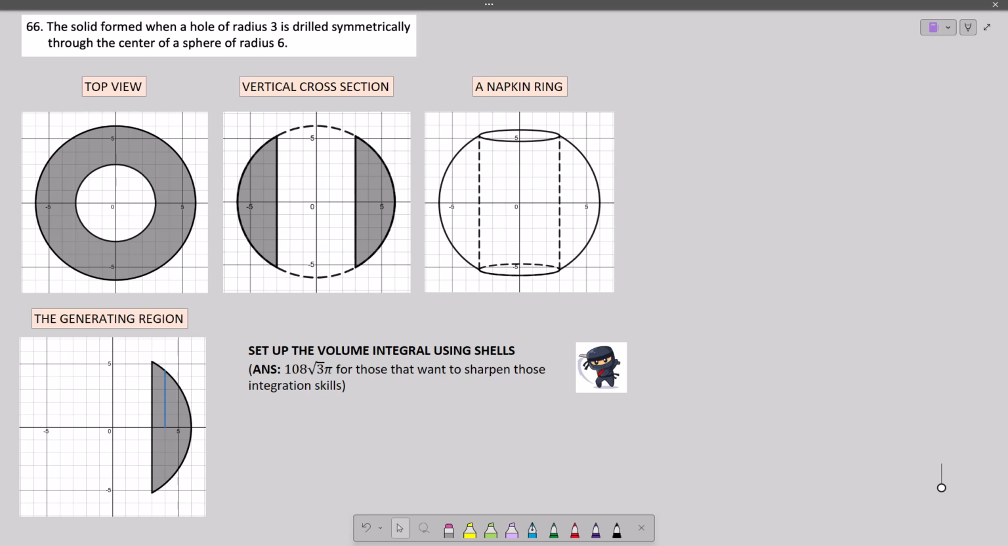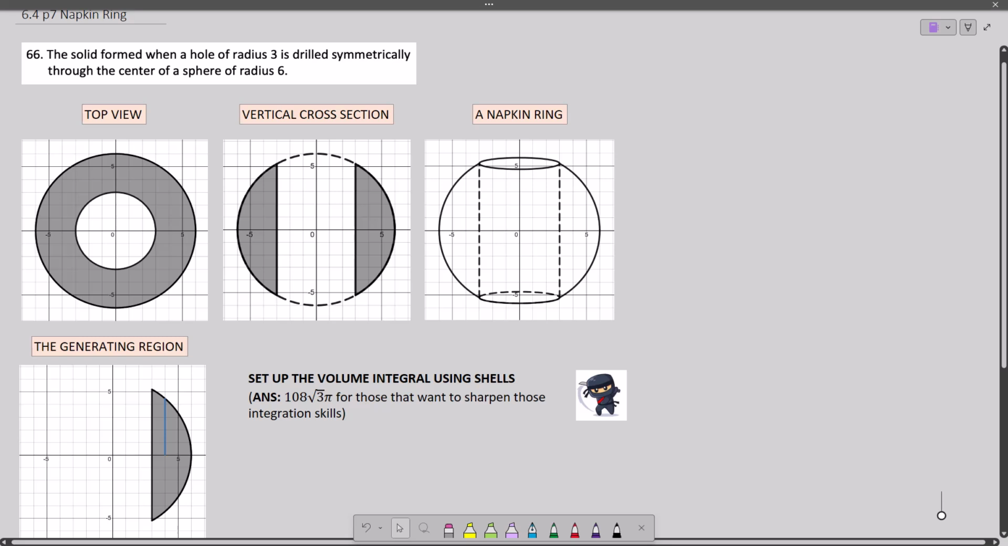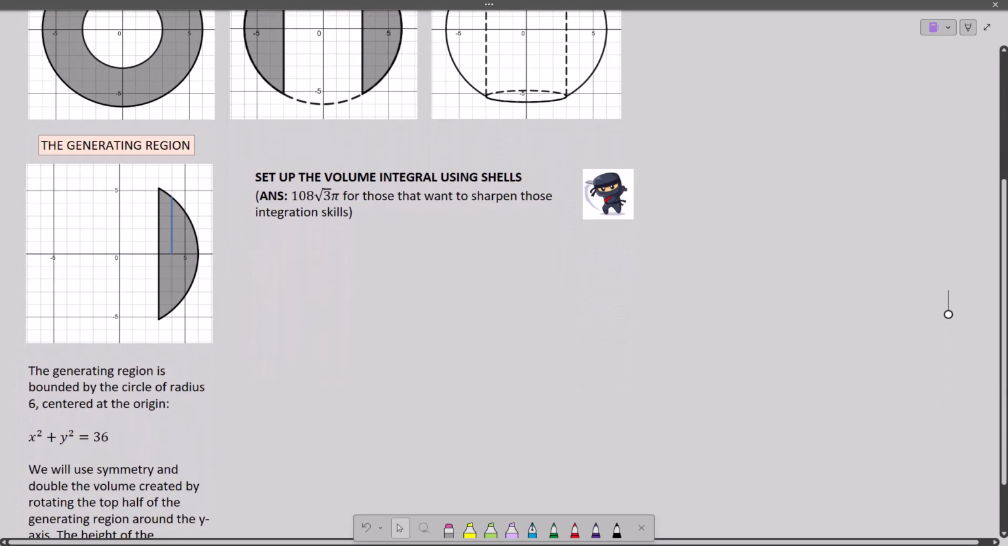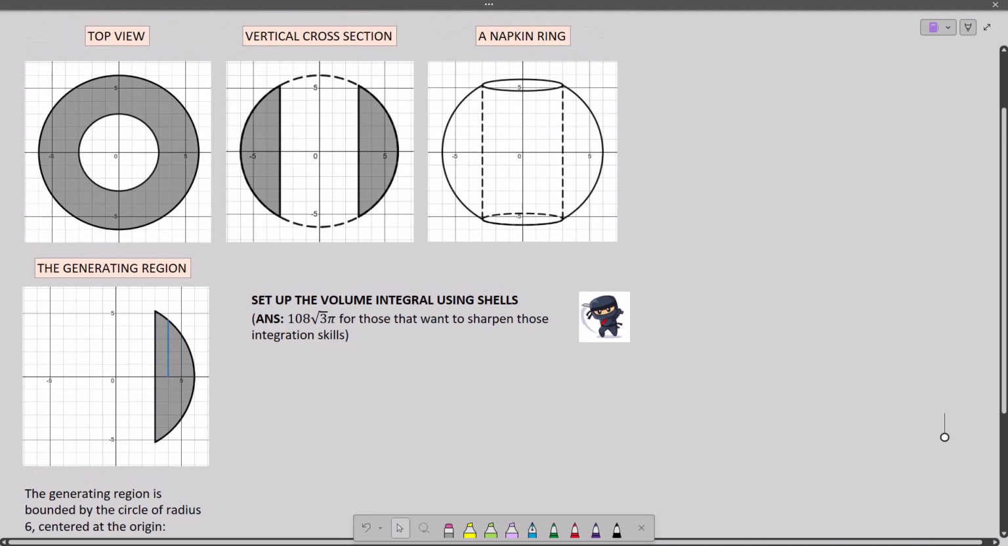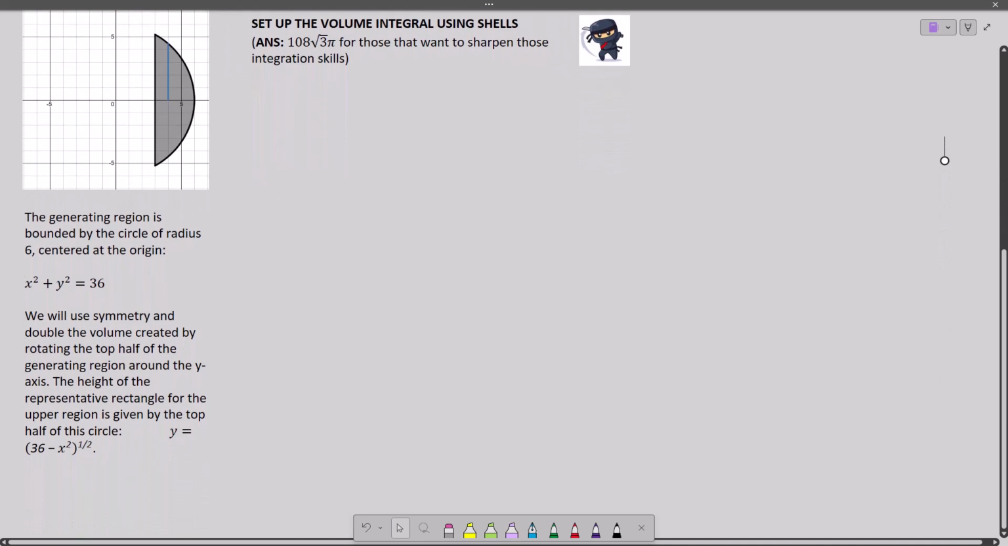And we want to find the volume of this bead. So there's a top view of the bead. Looking at the front, you can see that there's a hole in the middle. The generating shape for the bead, or the napkin ring, is going to be that shape right there. This outer circle is a circle of radius 6 centered at the origin. So let's come down to here: circle of radius 6 centered at the origin.